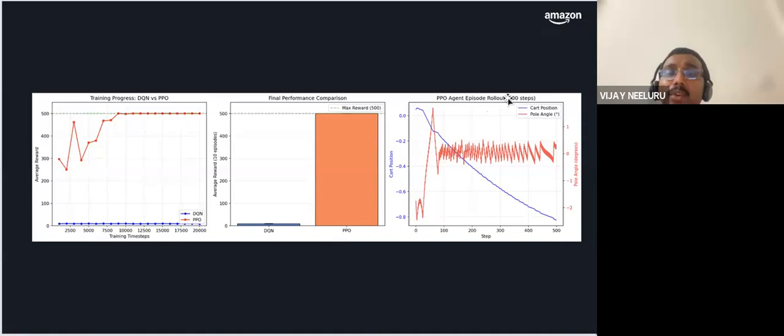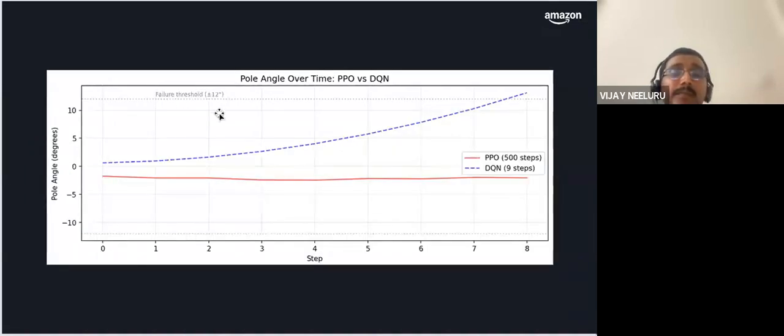And this is the episode rollout for 500 steps. And this shows how much the pole angle is deviating. Here you can see with the Deep Q-Networks the pole angle was going beyond the bounds, whereas with PPO you can see the pole angles remain stable across the different steps.